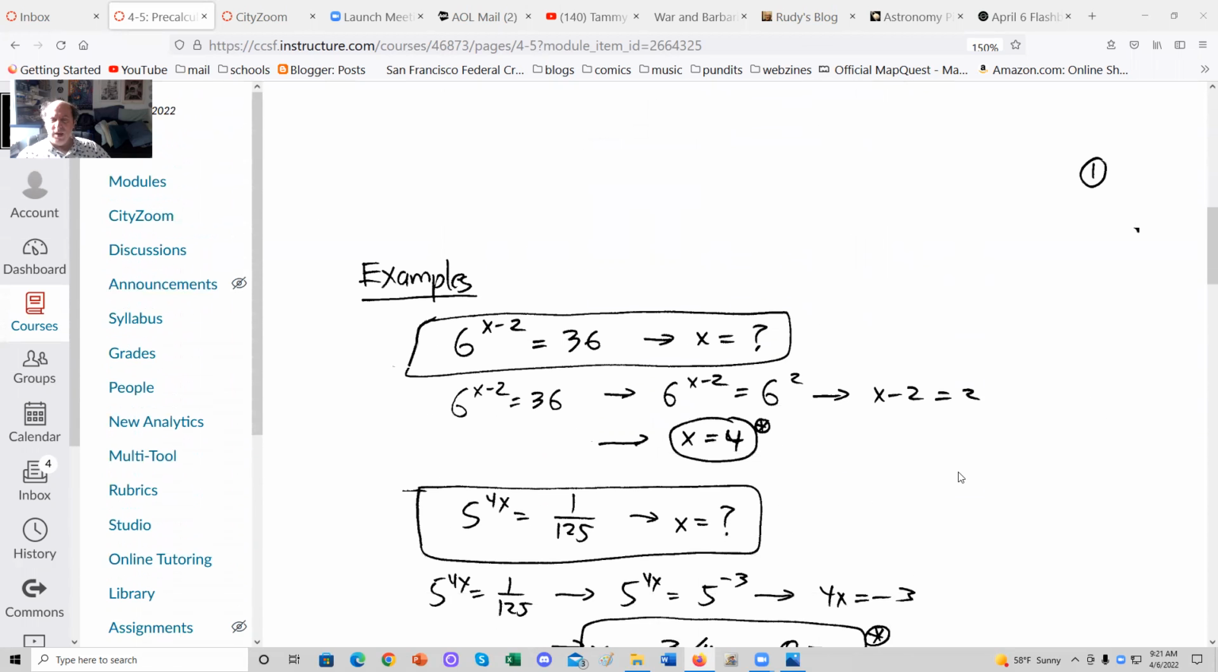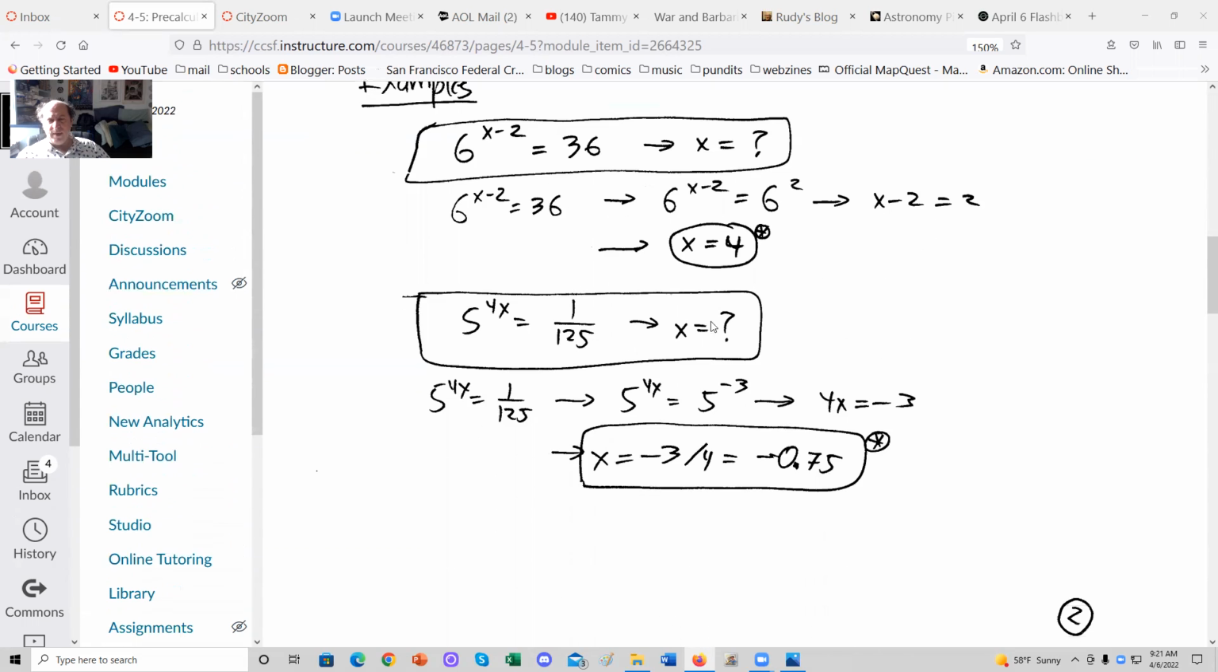So, for example, 6 to the x minus 2 equals 36 for what value of x? Well, 36 is 6 to the second power. So 6 to the x minus 2 is equal to 6 to the second. Therefore, the powers are the same. x minus 2 equals 2, and therefore x equals 4.